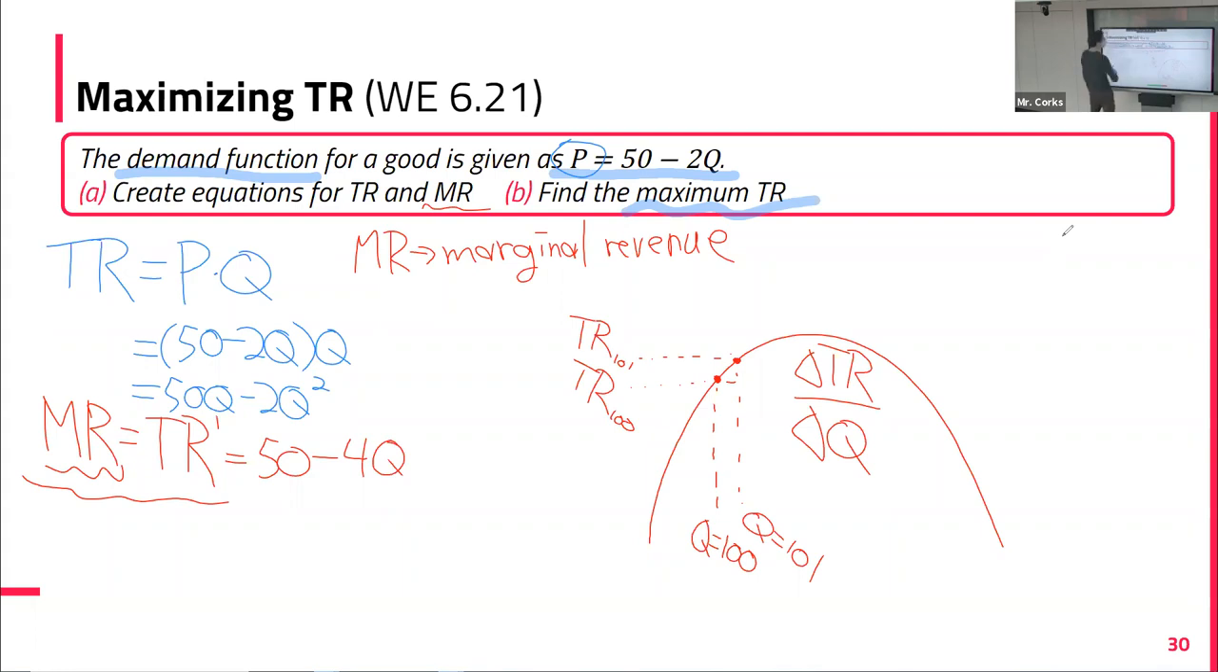Okay, so for our maximum point process here, we do the same thing that we've been doing before. We just set this equal to 0, so where our marginal revenue is 0. Where selling one more thing doesn't earn us any extra money, that's going to be this maximum point. So 0 is equal to 50 minus 4Q, and Q is equal to 12.5. So Q is equal to 12.5 at that maximum.